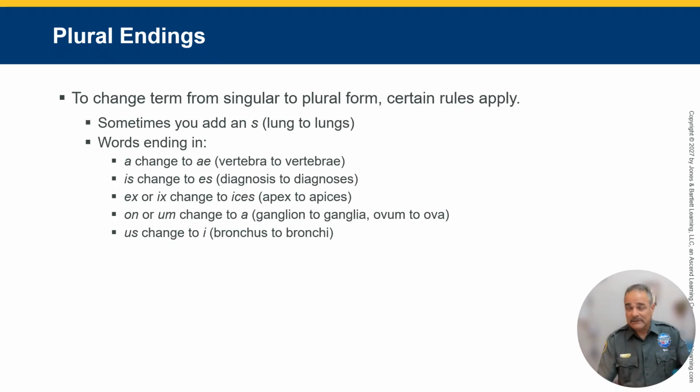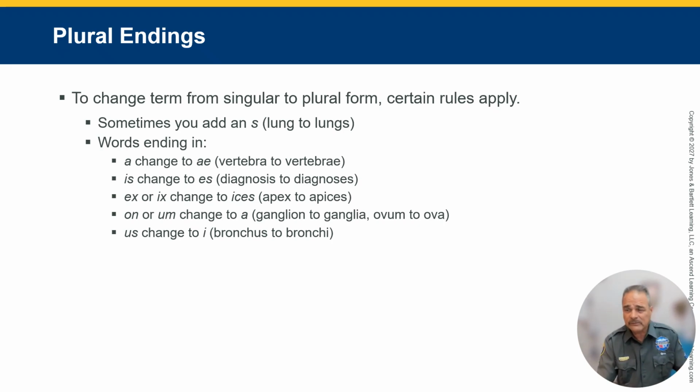Plural endings. So singular versus plural. Singular means a single event, just one. Plural, as you remember from English, means more than one. Certain rules do apply to change a term from singular to plural form. Sometimes you can simply add an S, such as lung. Lung is one. If you add the S, lungs, that means both of them, left and right.